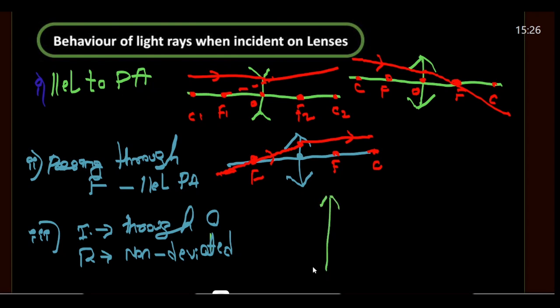So this is our convex lens, right? Now this is the optical center. Now if a light ray is going like this, then without any deviation, it refracts through the lens. Got it? And the same goes for the concave lens too. So these are the behaviors of light rays when going through a lens.